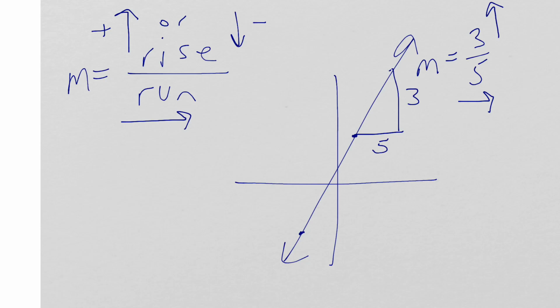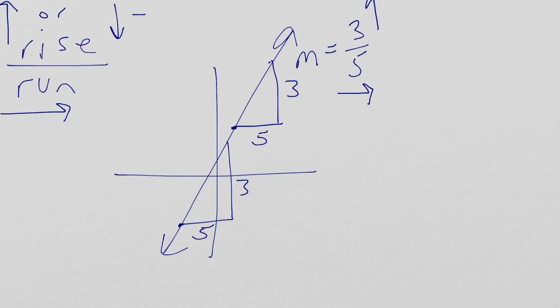It could have started here and gone 5 to the right, and to get back to the line I'd also have to go 3 up. And so all the slope is, is a number telling you how steep or shallow the line is and what direction it's pointing.